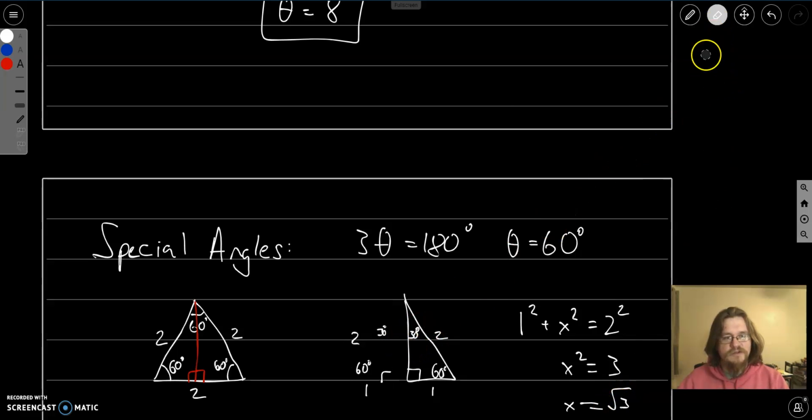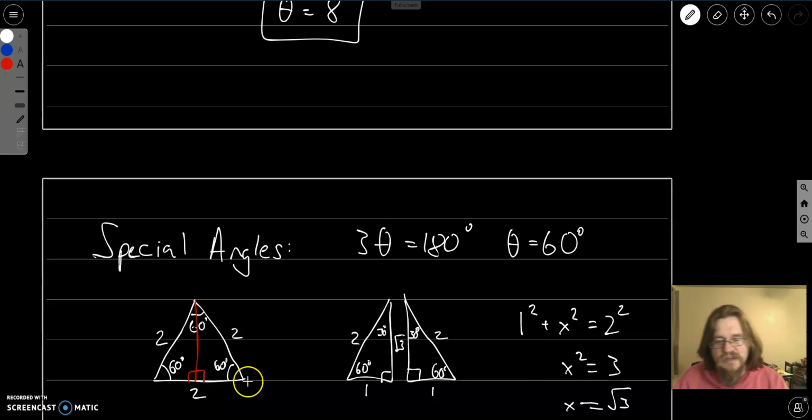This length in the middle is the square root of 3. And it's the same for both the triangles. They're both exactly the same. So when we have a triangle whose angles are 30, 60, and 90, the ratio of the side lengths are going to be 1 to the square root of 3 to 2. Remember that for similar triangles, all the ratios of the sides are going to be the same.